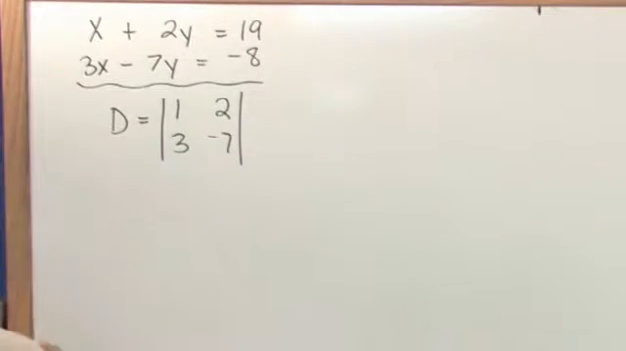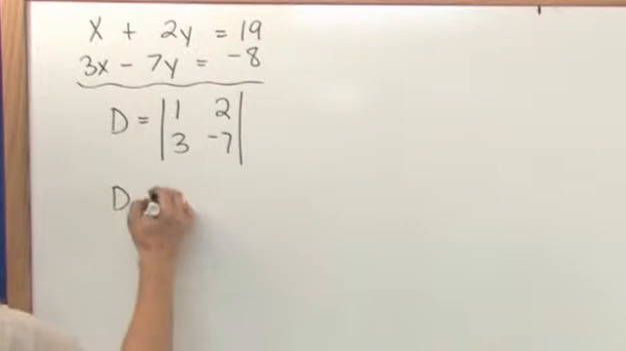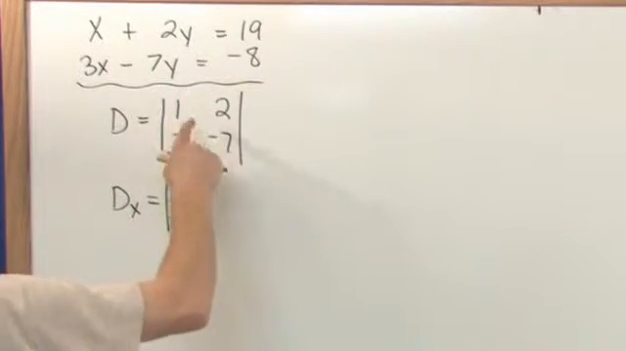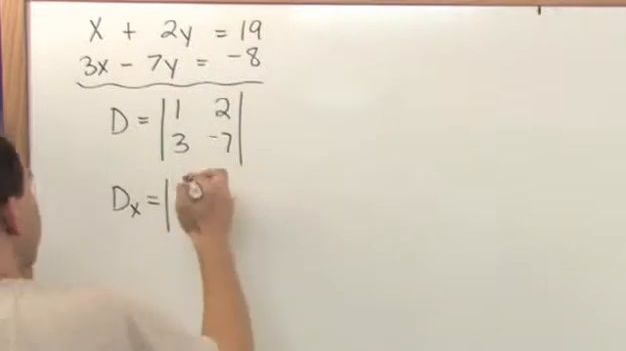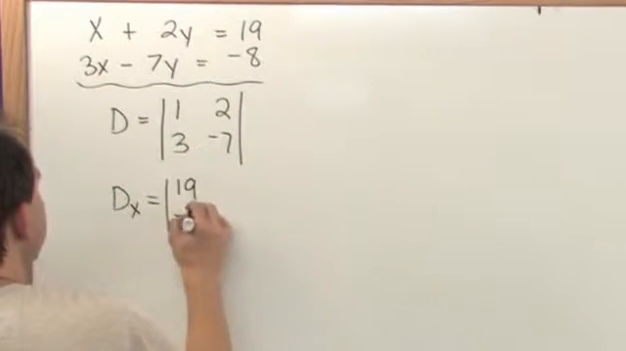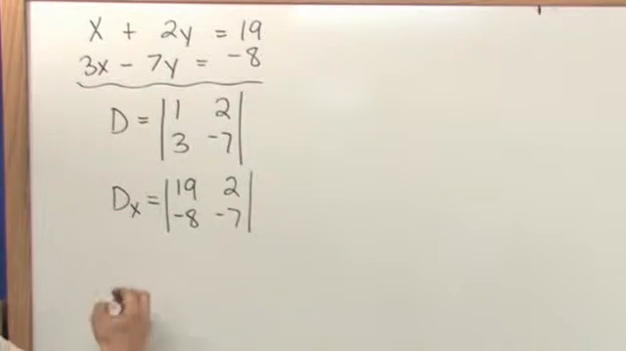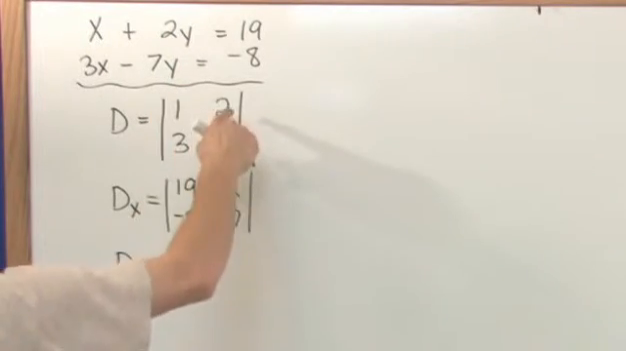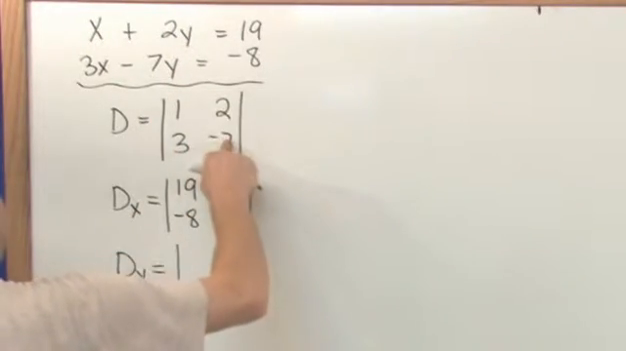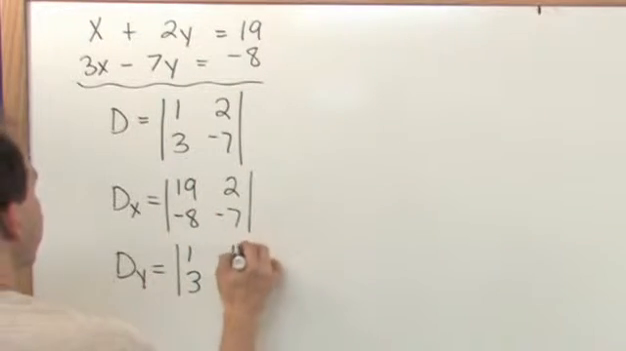We're not going to do it right now, just because I want you to get the flavor for the big picture. D sub x is going to be this matrix, but the coefficients that relate to x are these right here, and we're going to replace them with what's on the other side of the equal sign. 19, negative 8, 2, negative 7. We're going to find that determinant. And then we're going to find D sub y. So we're going to take this matrix and the coefficients that deal with y, which are these, and replace them with what's on the other side. So 1, 3, 19, and negative 8.